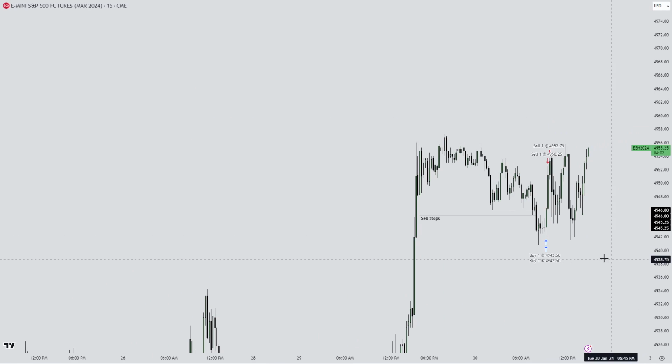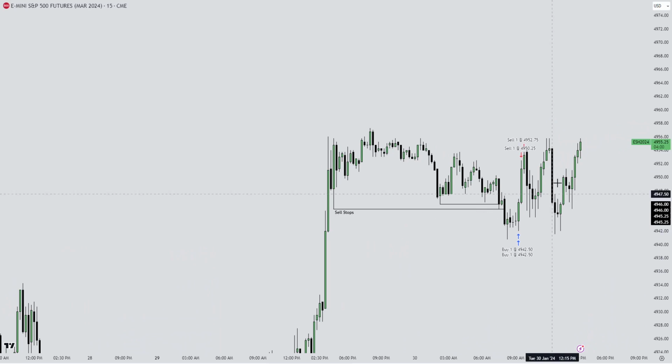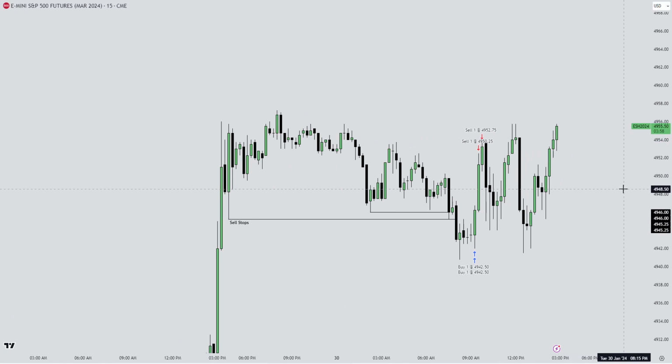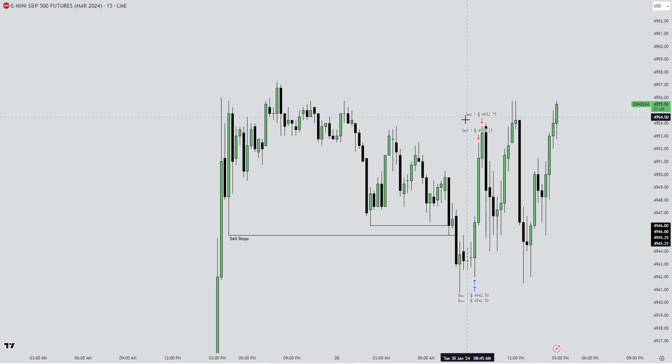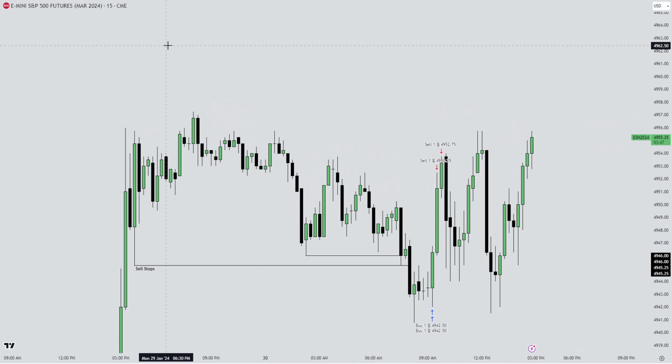When price takes out this 15-minute level of sell side liquidity, since the market is at all-time highs right now, there's nothing to aim for on the higher time frame. So I can't have a 4-hour bias. I can't have a daily or weekly bias. I have to rely on lower time frame charts for my higher time frame bias. So I'm utilizing the 15-minute time frame as my higher time frame bias.